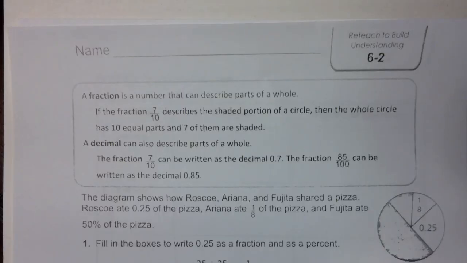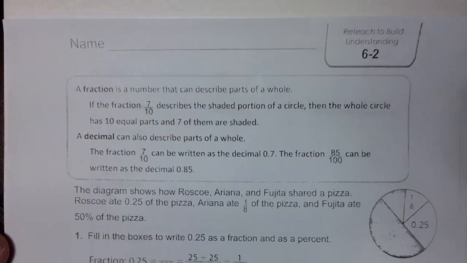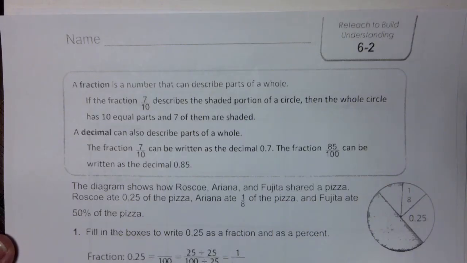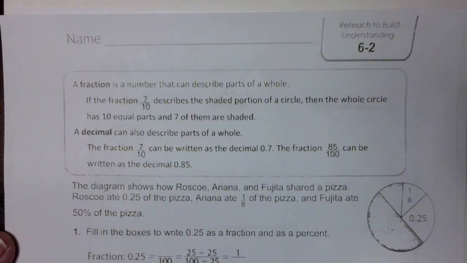All right, students, let's continue where we left off yesterday on section 6.2, where we're looking at the comparison between fractions, decimals, and percents. A fraction is a number that can describe parts of a whole. If the fraction 7/10 describes the shaded portion of a circle, then the whole circle has 10 equal parts and 7 of them are shaded.